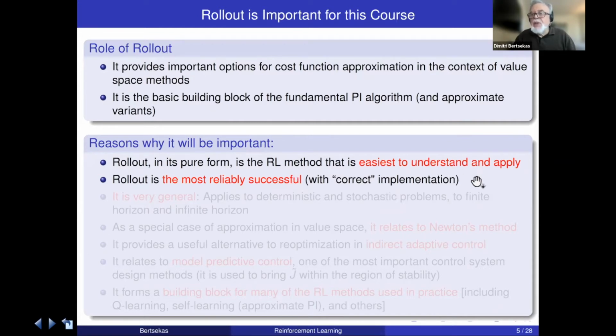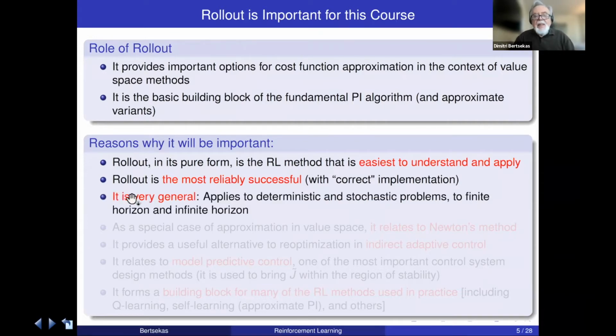It has always worked for me. And I think this has been an experience that has been shared by many other people. So it's very reliable, simple, reliable. You can try it out and then you can try for something more ambitious perhaps, but it's a good place to start. Then it is very general. It applies to deterministic problems, stochastic problems, finite horizon problems, infinite horizon problems. It can be applied to just about any kind of dynamic programming problem.